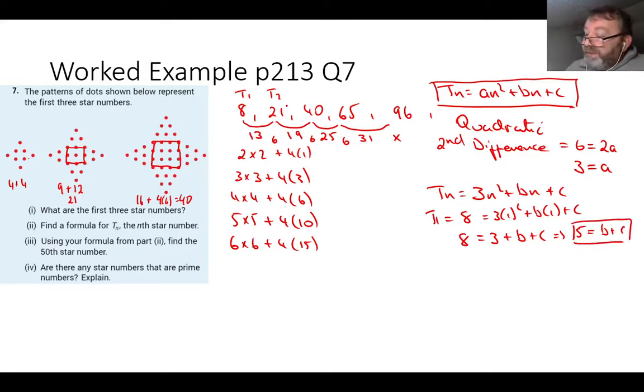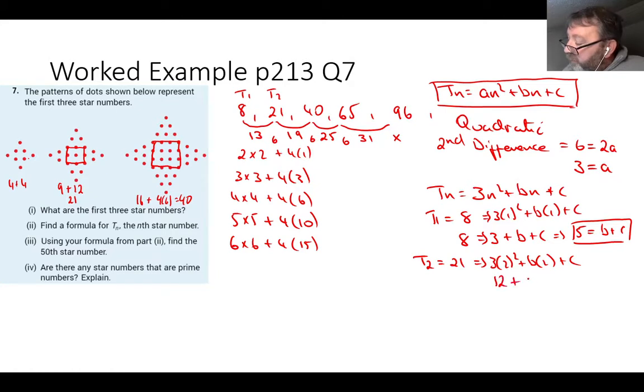Okay, let's take the next one. T of 2 is equal to 21, which also means that if I put 2 into this general form here, I'll get 3 times 2 squared plus b times 2 plus c. And that's going to give me 4 3's, 12, plus 2b plus c is equal to 21. So subtract 12 from both sides. 9 equals 2b plus c. And there's my second equation.